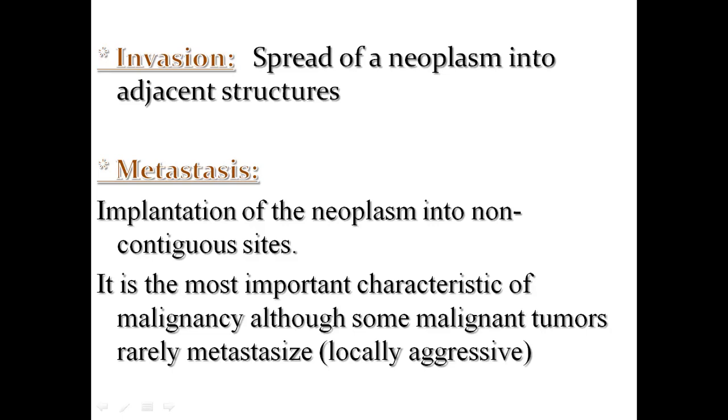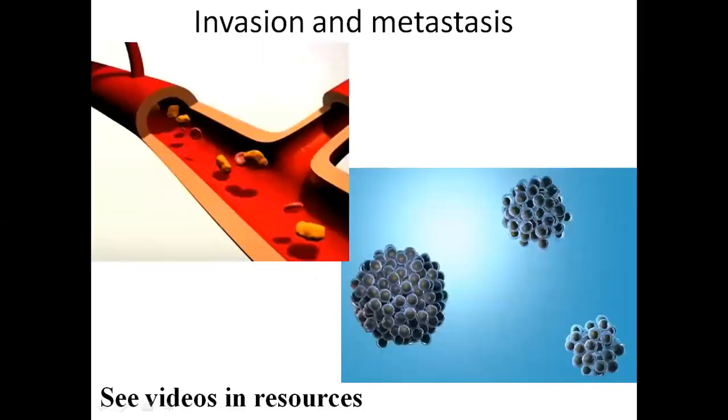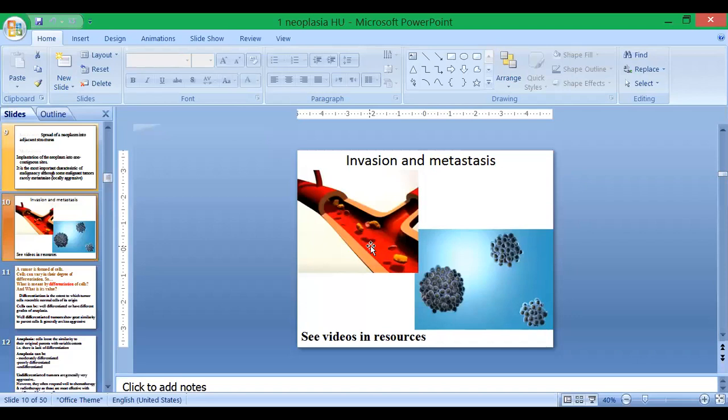Okay, either invasion or metastasis can happen in some forms of tumors, which are bad aggressive tumors, and not in all tumors. Okay, the bad aggressive tumors are called malignant tumors or cancer. So let's now watch this video to get a more close picture of invasion and metastasis. So let's share the video.